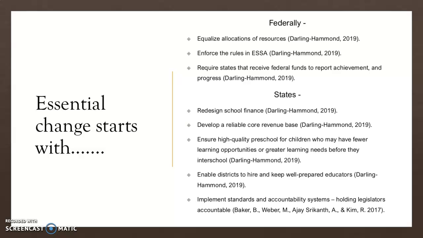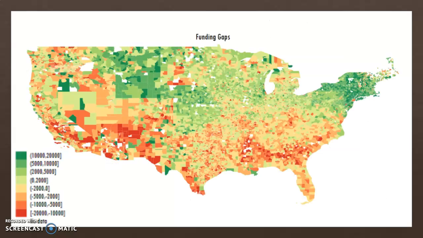Additionally, enable districts to hire and keep well-prepared educators in under-resourced schools through stronger educator preparation, induction and mentoring for novices, and ongoing professional learning, as well as providing comparable salaries and working conditions. States have made progress towards adequate and implemented standards and accountability systems, in addition to holding their legislative representatives accountable for effective, fair, and sufficient funding for all schools, and most importantly for their students. This slide shows an illustration of funding within the United States.